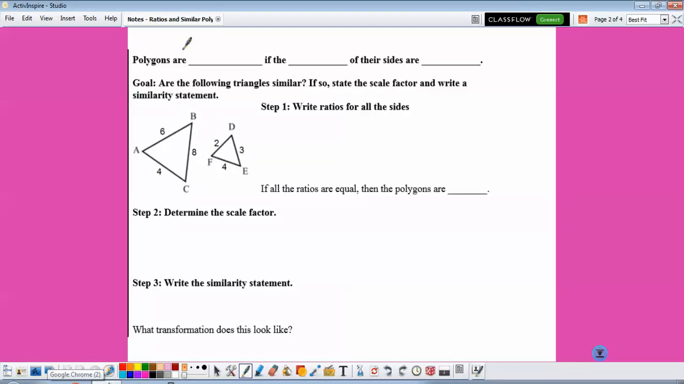Polygons are similar if the ratios of their sides are equal. So are the following triangles similar? If so, state the scale factor and write the similarity statement. So the first thing we need to check are the ratios for all the sides. So we're going to look at the small sides, the medium sides, and the large sides. And we're going to pair them up.